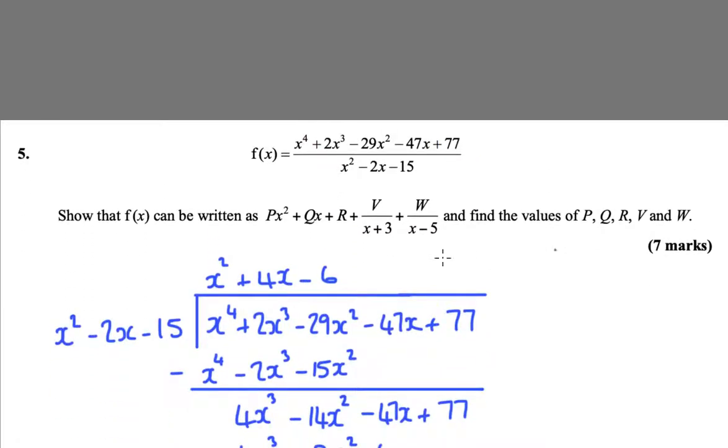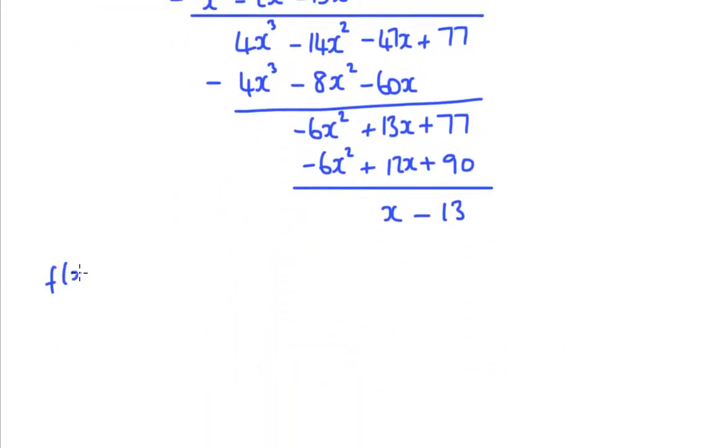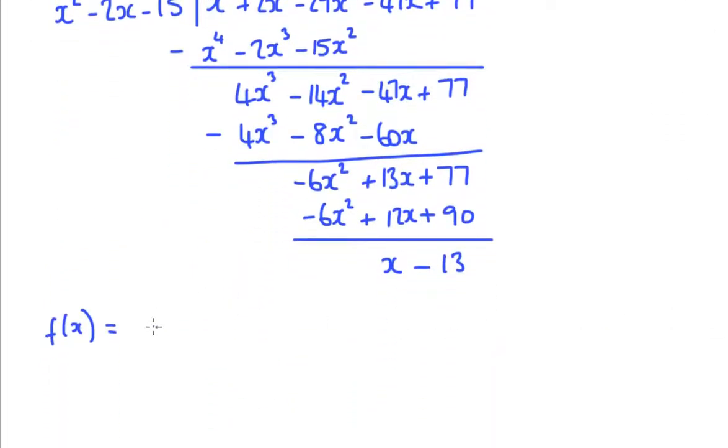What we've got up here is known as our quotient, and that's going to be this px squared plus qx plus r. We're going to need to do a little bit more work to get this. For now, we can say that f of x can be written as the quotient, so the top bit, the x squared plus 4x take 6, plus the remainder, which is this bit down here, over the original divisor, this x squared take 2x take 15.